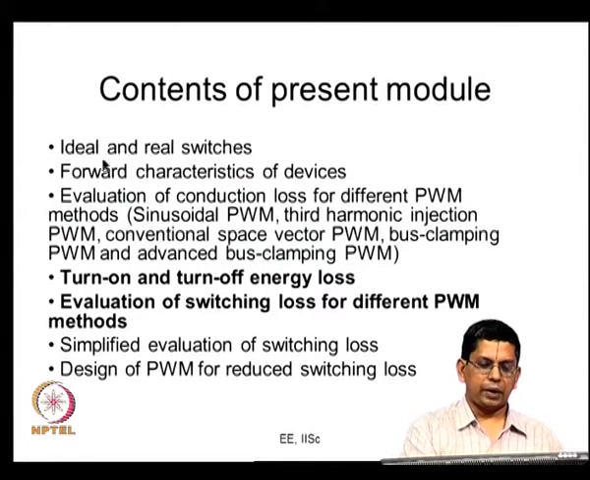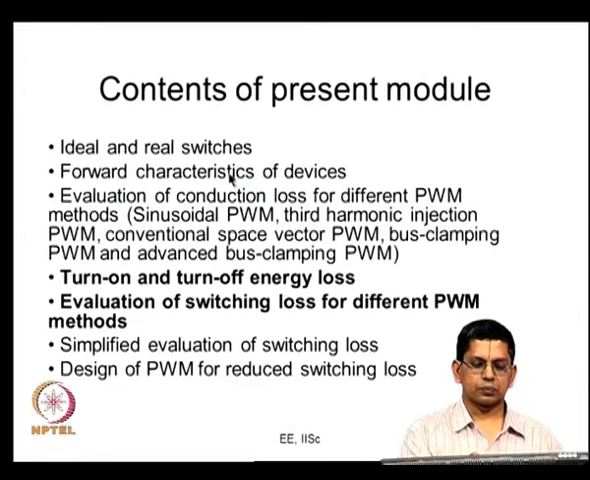We looked at ideal and real switches, and at the forward characteristics of certain devices. For example, a MOSFET behaves more like a resistance when it is on, whereas a bipolar transistor has a VCE(sat). Its device voltage tends to be reasonably fixed and changes only moderately with current.